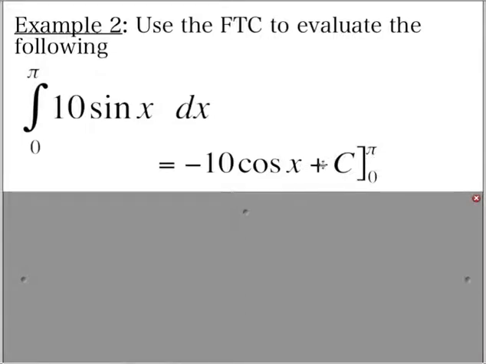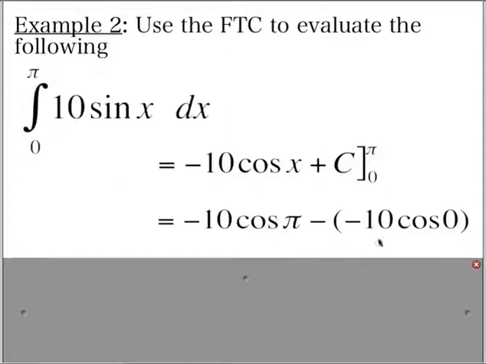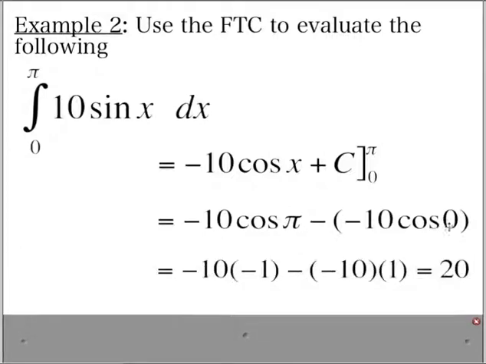So now I'm going to plug in pi, and I'm going to plug in 0. You'll notice I didn't write the c's anymore. After the first antiderivative, you don't need to anymore since they will always cancel out. And you should always get a numerical value when you're doing a definite integral. So negative 10 times cosine of pi minus negative 10 times cosine of 0. Knowing your unit circle, you'll know that the cosine of pi is a negative 1. The cosine of 0 is a positive 1. So I get negative 10 times negative 1 is a positive 10. And then subtracting a negative 10 is just like adding, and so you get a value of 20.